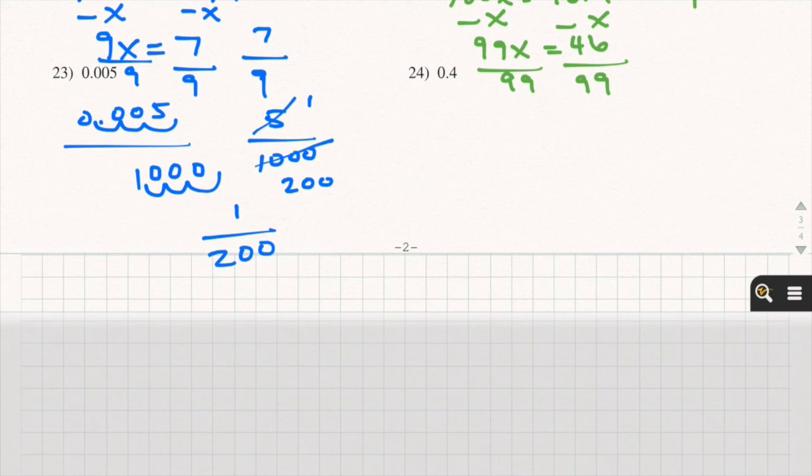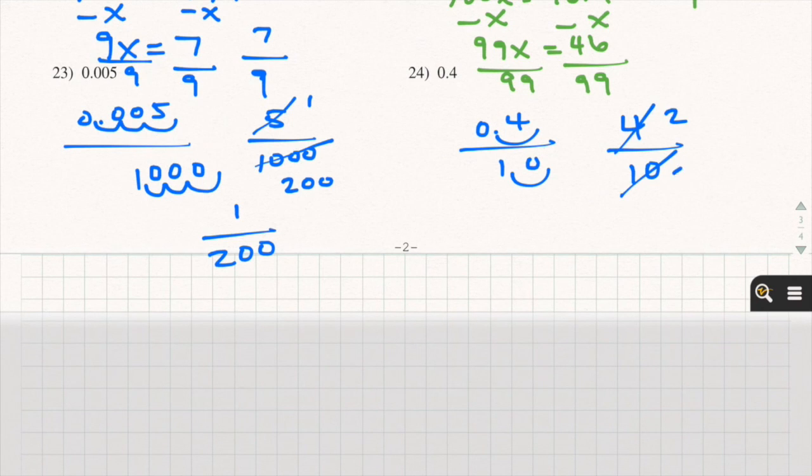Number 24, 0.4 over 1. Move the decimal over 1. Move this decimal over 1. We end up getting 4 over 10. When we reduce that, we get 2 and 5. So 0.4 equals 2/5. And this is fractions and decimals.